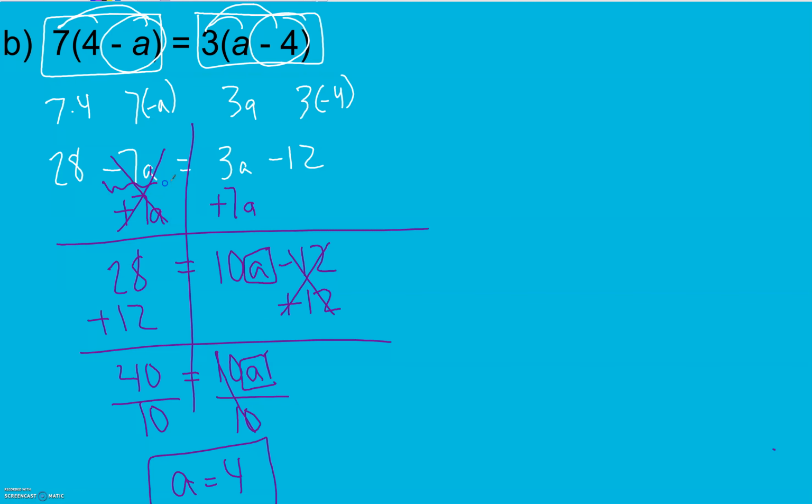And I look, negative 7 versus 3, negative 7 is smaller. I'm going to pause here and continue on in another video.